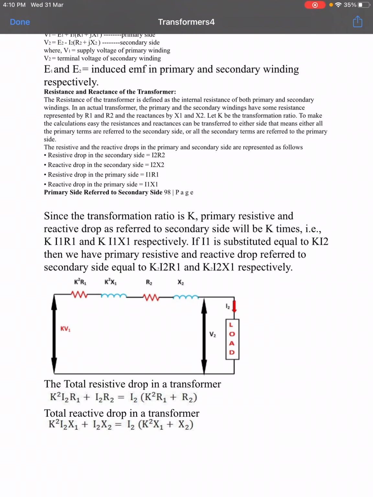Here, in a practical transformer we have losses. What are those losses? We have two types of losses in general. One is the core losses and the other is the copper losses. Core losses have two classifications, hysteresis loss and eddy current loss, and the other is the copper loss.